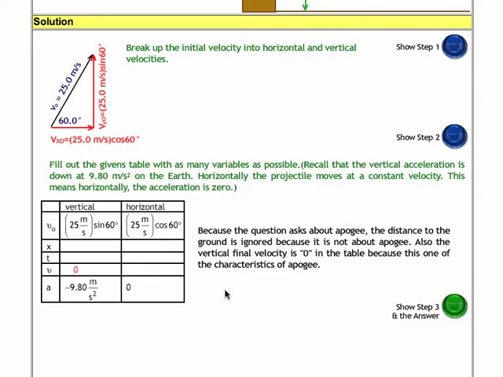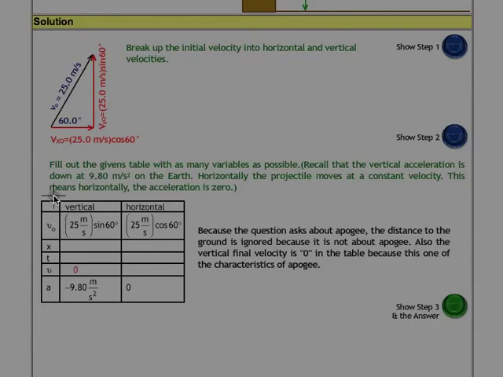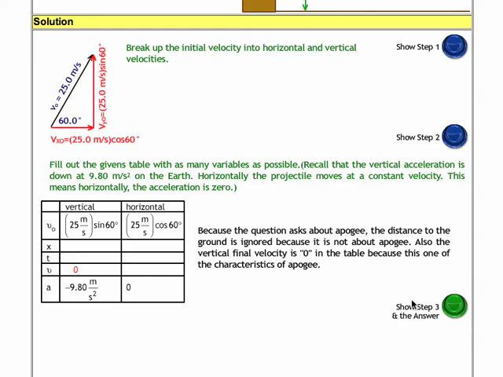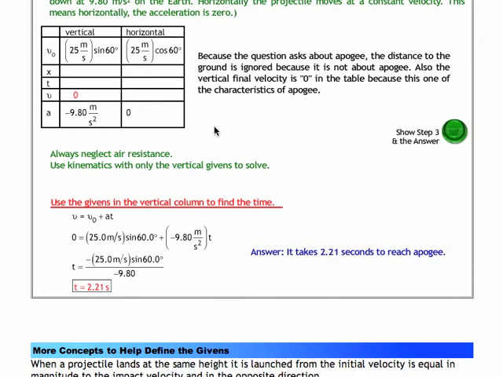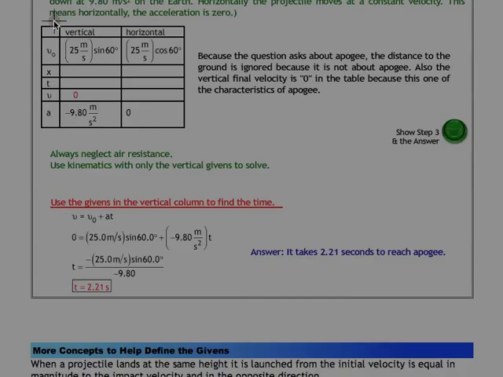Now what I need to do is use these three givens in the vertical column to find out how much time it's going to take to reach apogee. I won't use the horizontal column because I don't have enough givens in the horizontal column to do any good. So in this problem, I'm looking for an equation that has v naught y, t, v, and a in it. Sticking only to the vertical column, highlight that. And then down here, that's going to be v equals v naught plus at.